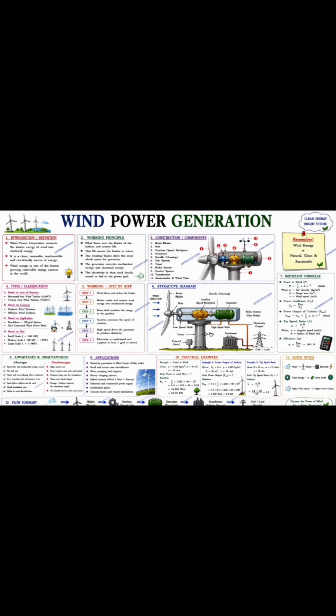Advantages and disadvantages. Advantages: renewable and inexhaustible energy source, no fuel cost, clean and non-polluting, low operating and maintenance cost. Land below turbines can be utilized. Quick installation time, helps in rural electrification. Disadvantages: high initial cost, power output varies with wind speed, requires large installation area, noise and visual impact, storage or backup required for continuous supply. Not suitable for low wind speed areas.